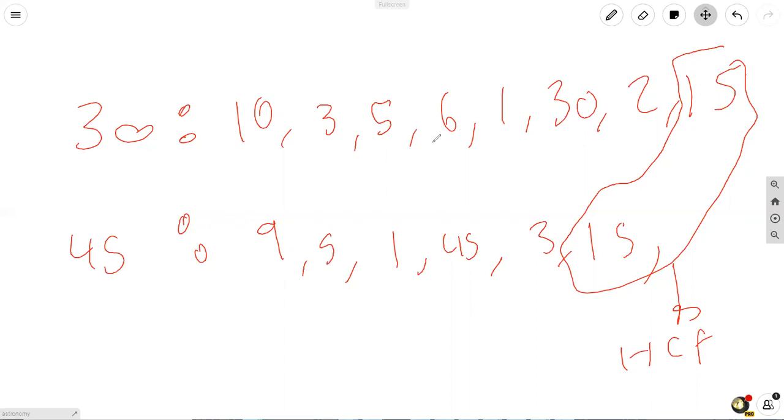Now, there are ways we can find this out, the lowest common multiple and highest common factor, easy.